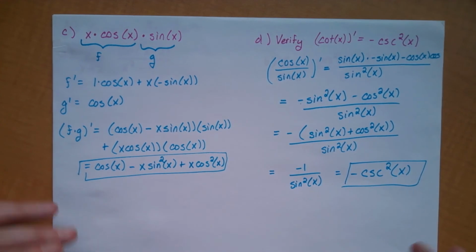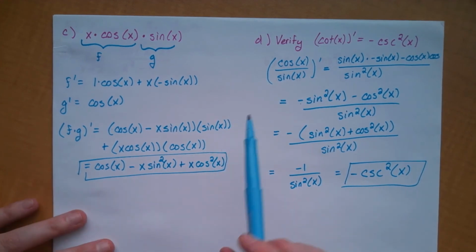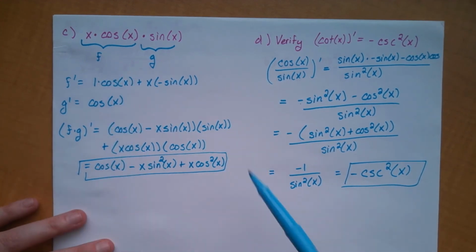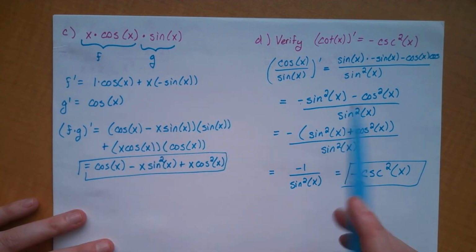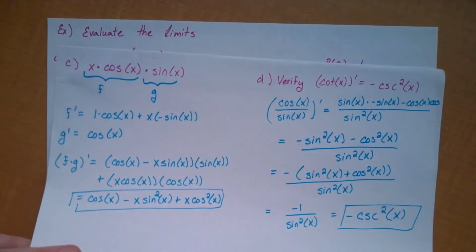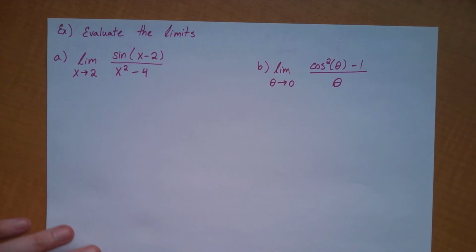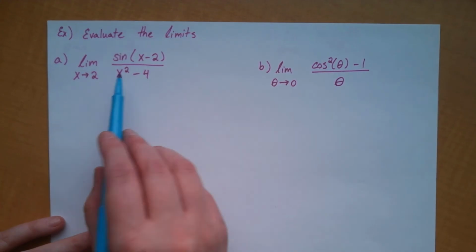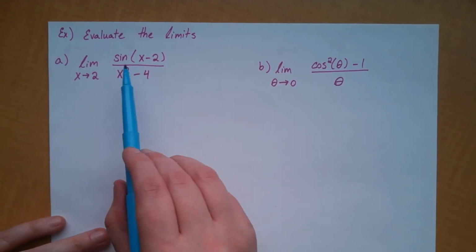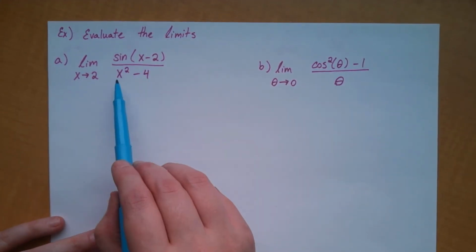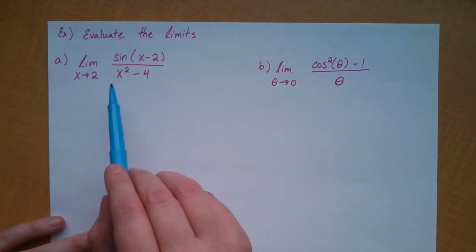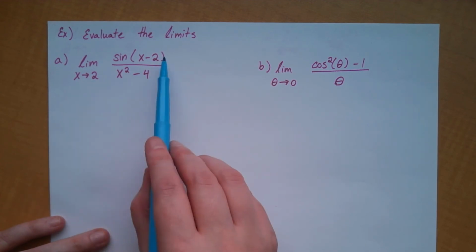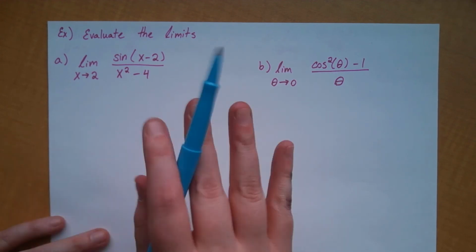Great, so now that we have a little bit of practice using the derivatives of cosine and sine together with the product and the quotient rule, let's take a look now at how to use those two new fancy limits that we were talking about. So here, let's say that we want to evaluate the limit as x approaches 2 of sine of x minus 2 divided by x squared minus 4. Notice that if I plug 2 in, I'm going to get 0 on the top and 0 on the bottom, which is bad news.